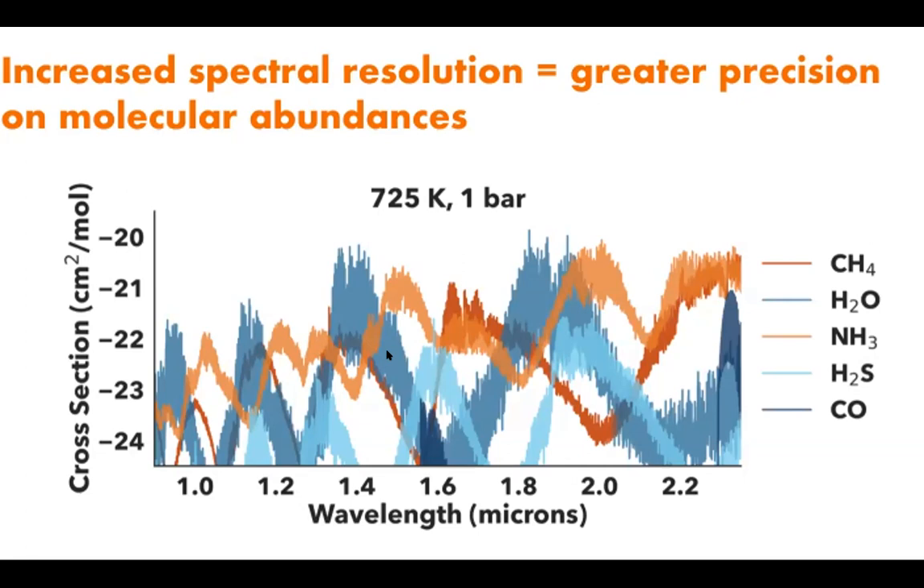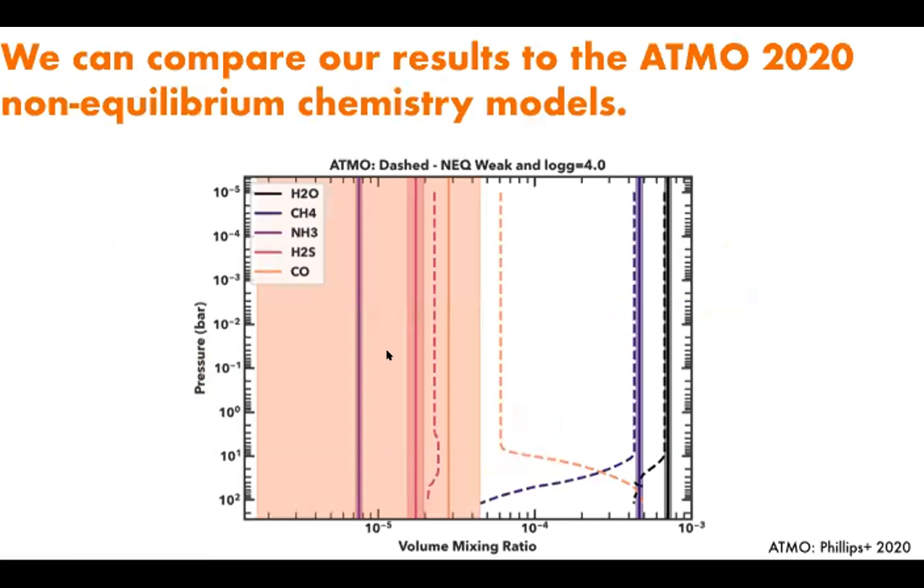Since our retrieved CO abundance in particular is incompatible with chemical equilibrium, we compared our retrieved abundances to the ATMO grid models that have been mentioned a couple of times, from the Phillips paper last year. They had two different non-equilibrium sets, with either strong or weak vertical mixing. Here I'm plotting our retrieved volume mixing ratios of various molecules. Those are the solid lines, with the shaded regions on either side being the error bars from our retrieval.